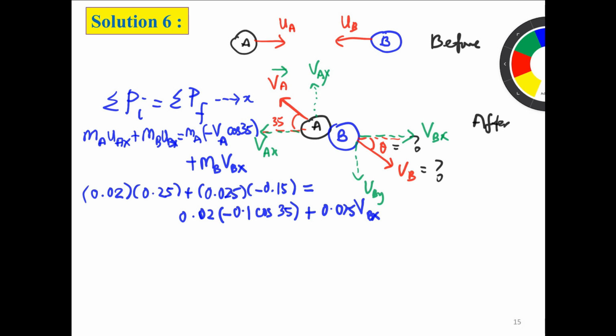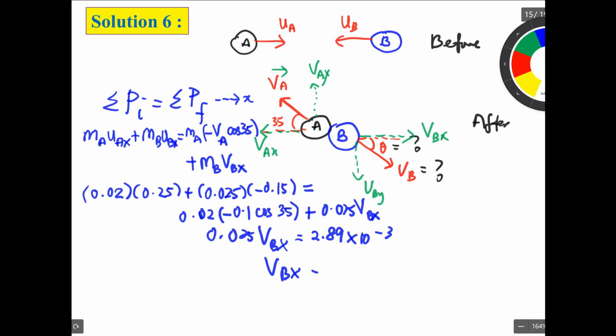Okay, so you get the answer. 0.025 VBX is equal to 2.89 power of negative 3. Okay. VBX is equal to, bawa 0.025 to the right side, divide, you akan dapat 0.1156 meter per second. Okay. Kita dapat VBX.